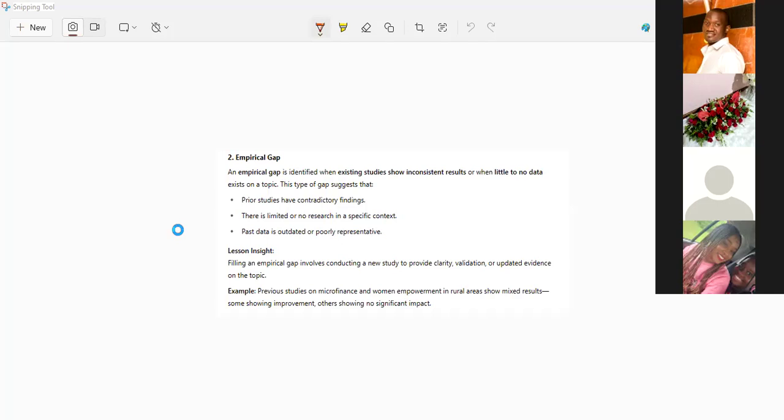So the first gap I talked about was what? The theoretical gap. What did I say about it? This is where there's a theory which is missing or which has failed to address the problem that you are studying. Okay, great. So now we're looking at the empirical gap. What did I say about the empirical gap? Somebody else?